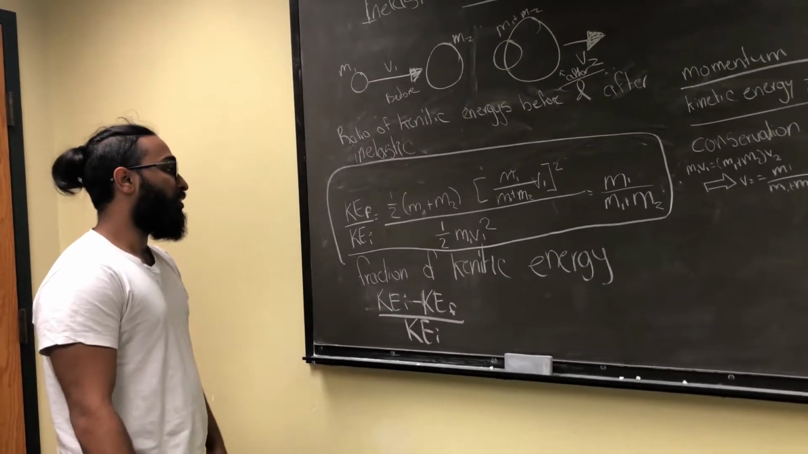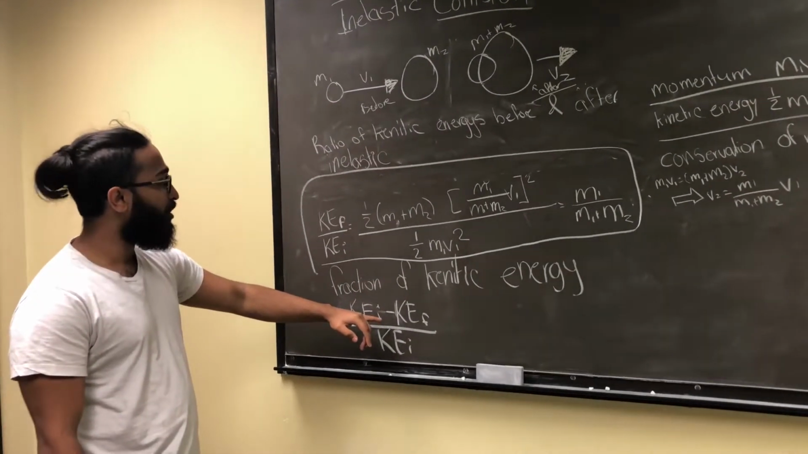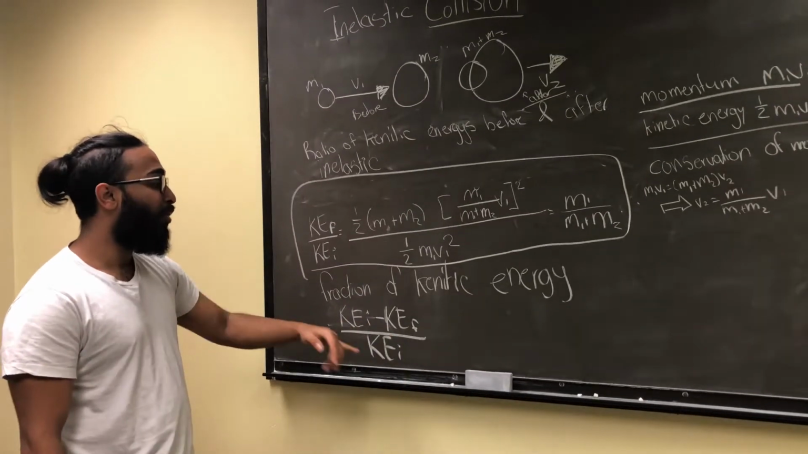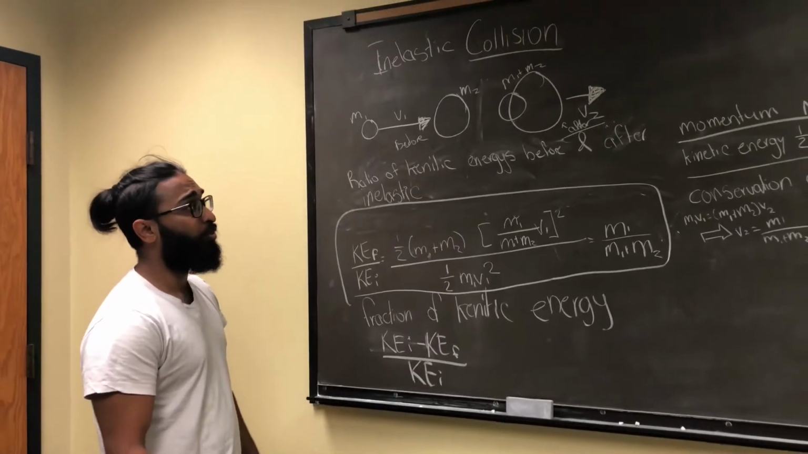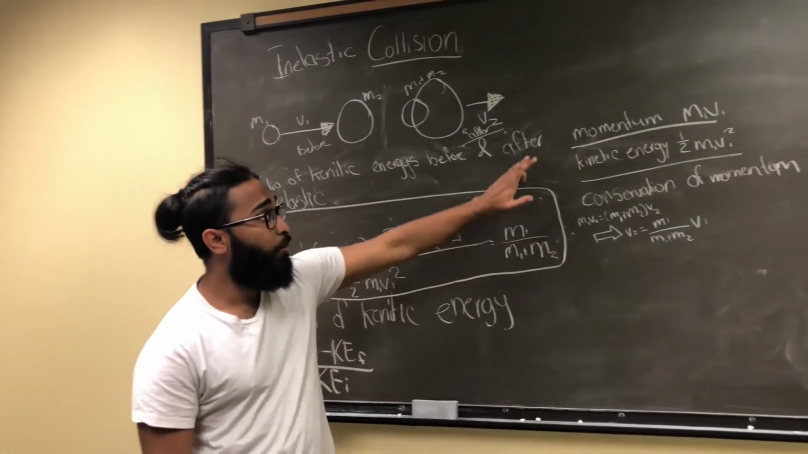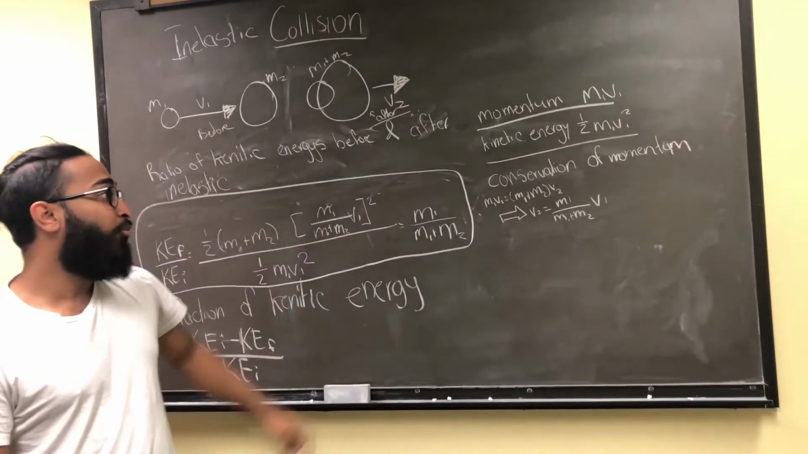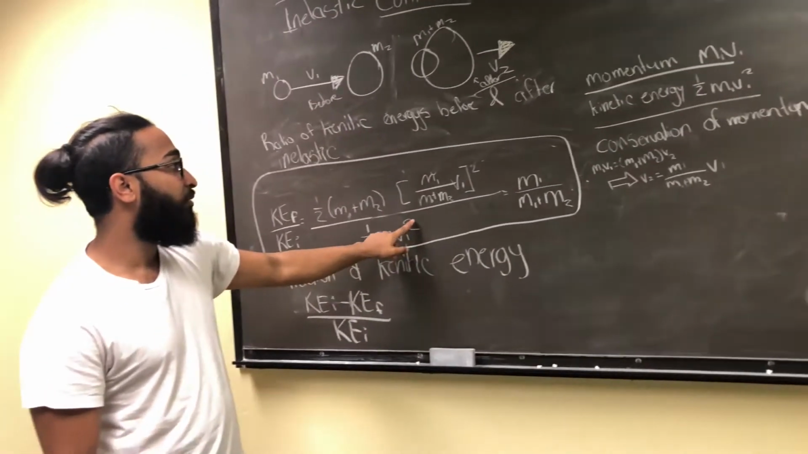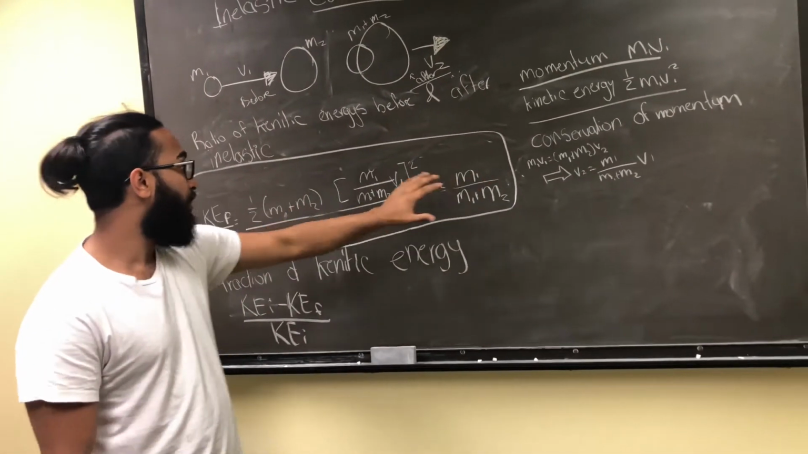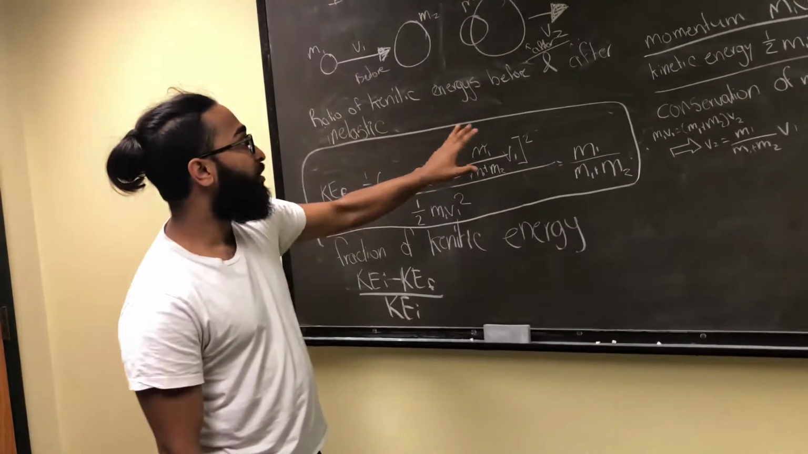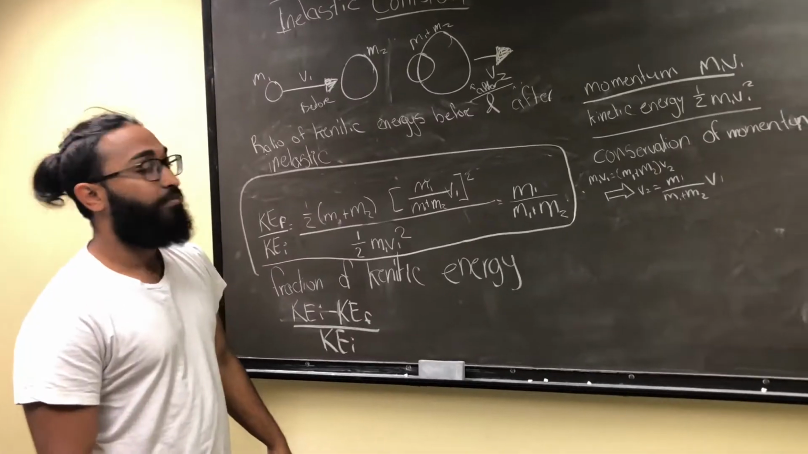After that, you look at the fraction of kinetic energy. To get that, you take the initial kinetic energy minus the final kinetic energy, over the initial kinetic energy. The main things you'll use are momentum, m1v1; kinetic energy, 1/2 m1 v1 squared; and conservation of momentum. You put all those together, put it in this equation, and type your numbers in, and that'll give you the final numbers.